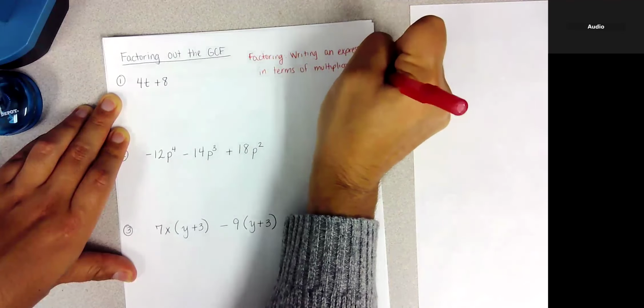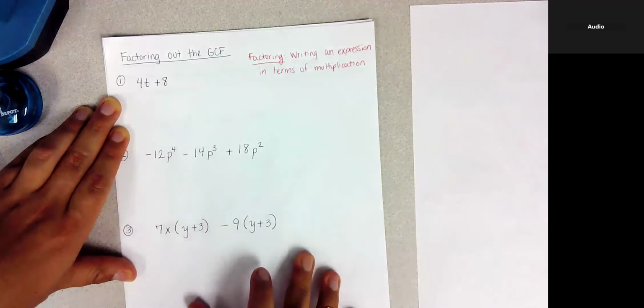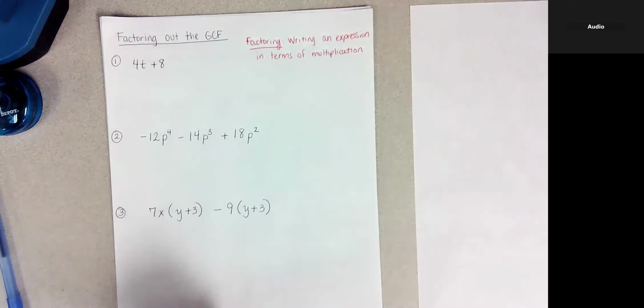So right now, if we look at this first problem, we have 4t plus 8. Those are not like terms because we do not have two variable terms. So we can't combine like terms, even though that might be something that really pops out at you, okay? We have to understand what we're doing or what is meant by factor, okay?